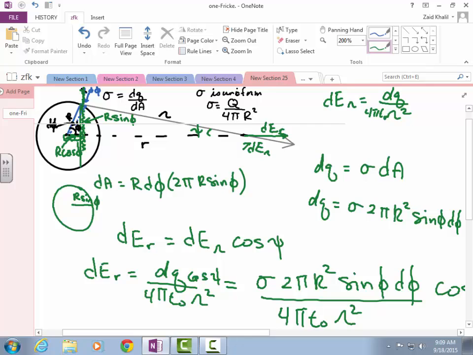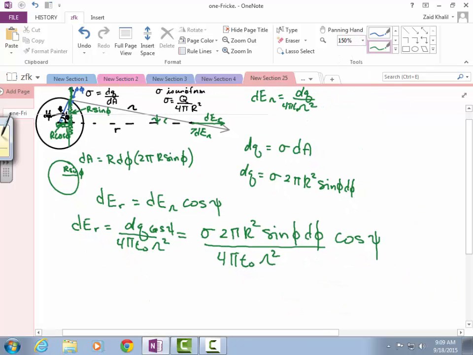Okay, so then I want you guys to tell me what cosine of psi is. It's going to be r minus r cosine phi over script r. Very good. In other words, it's this length divided by script r. So let's find out what that length is. So we have the cosine of psi is equal to r minus r cosine phi over script r.